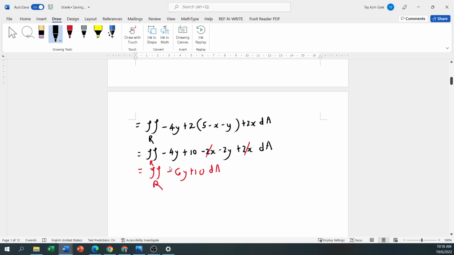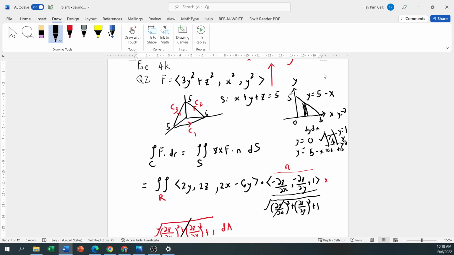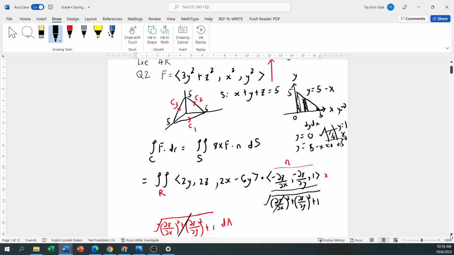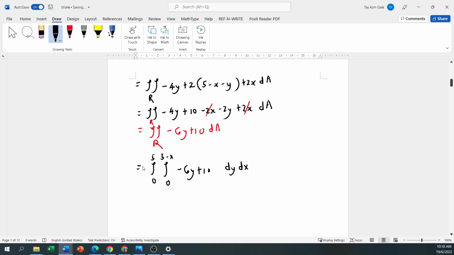So that's why the limit for x is from 0 to 5, y is from 0 up to 5 minus x. So negative 6y plus 10 dy dx. Because later on, you will sum all the vertical bars from the leftmost, which is x0, up to the rightmost, which is x equal to 5. That's why the limit for x is 0 to 5. Then you just evaluate the double integral.